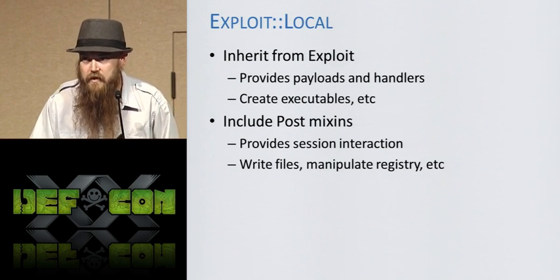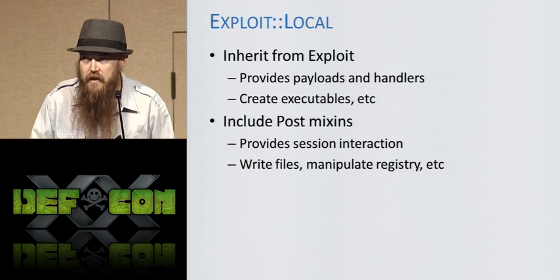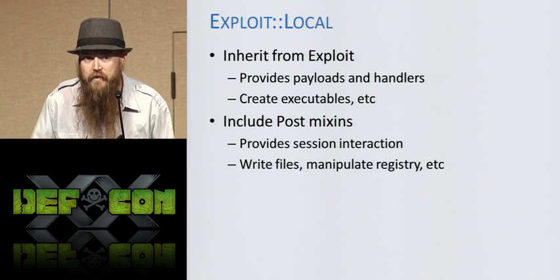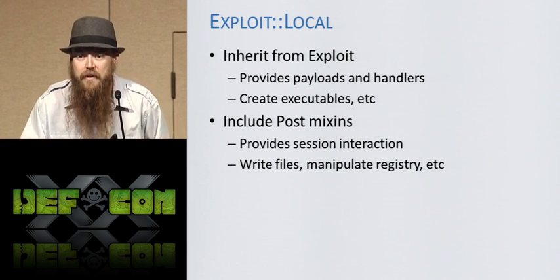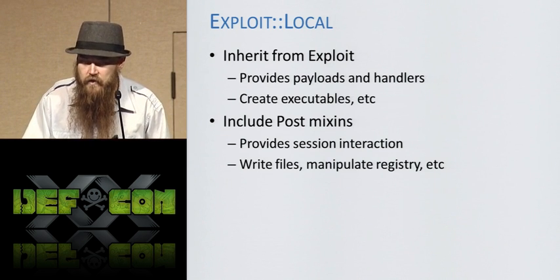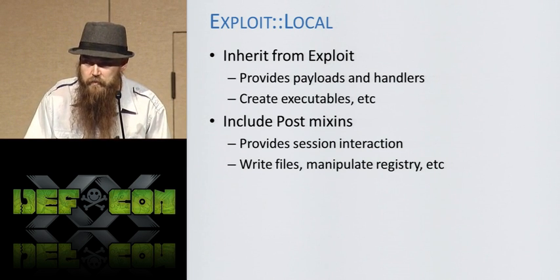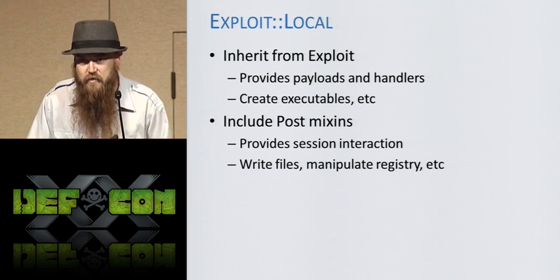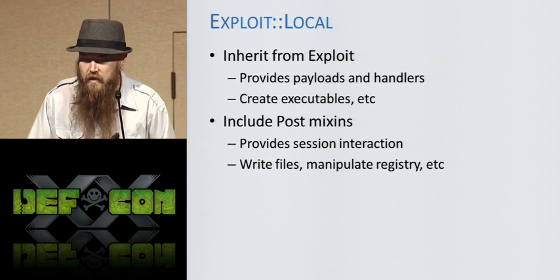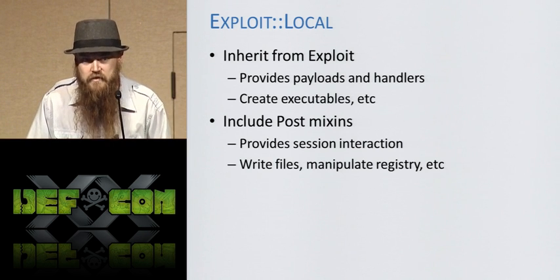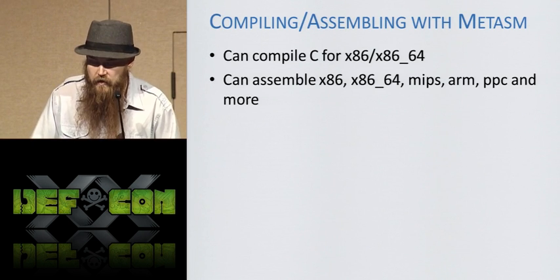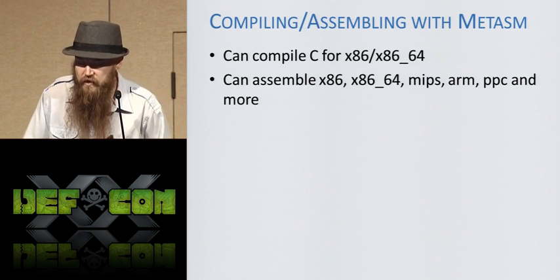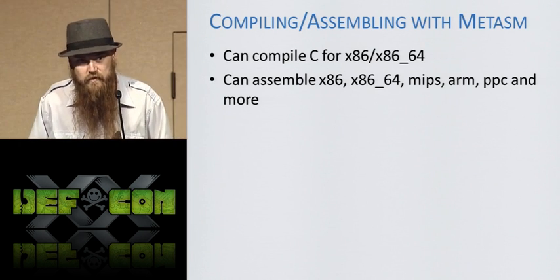This is the part I was talking about where local exploits sort of blur the line between local and remote, because you're using something about the session and you're still pivoting into a new role as a new user. But we use post mixins to be able to do all the post stuff and exploit mixins to create executables and that sort of thing. We can compile C for those two architectures and assemble for all of those and a whole bunch more.